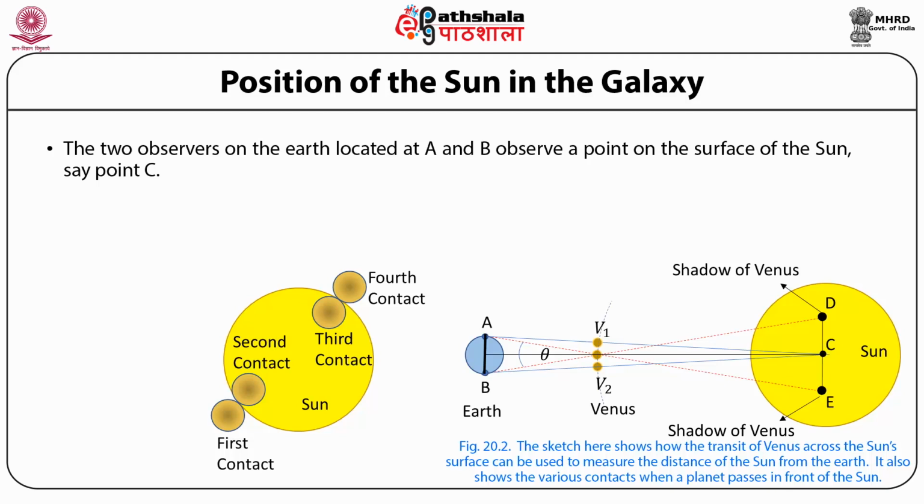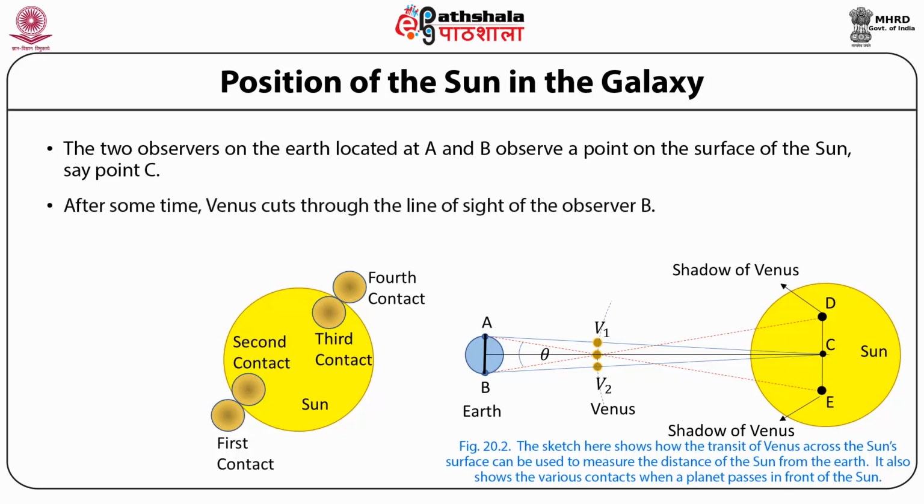The planet Venus cuts through the line of sight of the observer A at a certain instant. After some time, Venus cuts through the line of sight of the observer B. So, knowing the orbital speed of Venus and the time interval between the occurrence of V1 and V2, the distance V1V2 can be calculated. Now, simple geometry gives the ratio of distances of the Sun and Venus from the Earth.